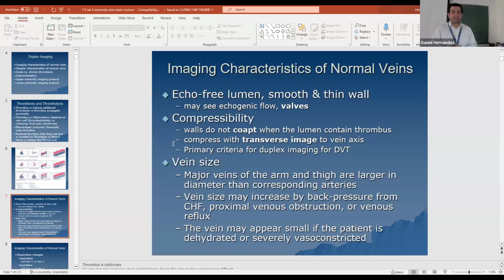Again, that compression technique is our primary criteria for diagnosing the presence of DVT. So we have to perform that compression maneuver in order to definitively rule out DVT or to definitively make the diagnosis of a positive DVT. We have to perform that compression maneuver and demonstrate partial compressibility or non-compressibility.